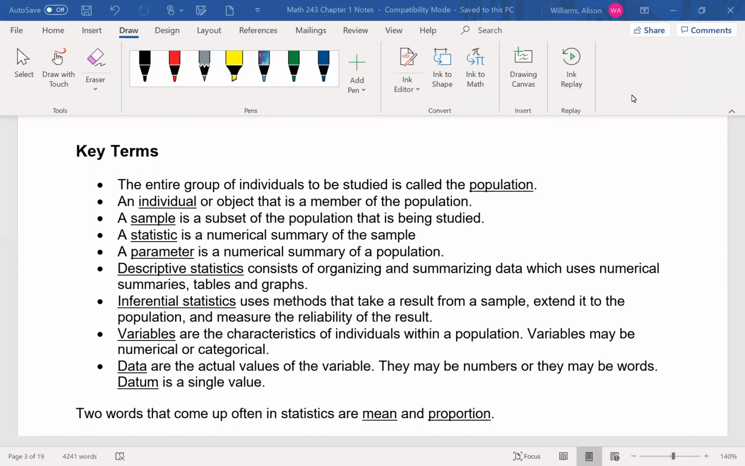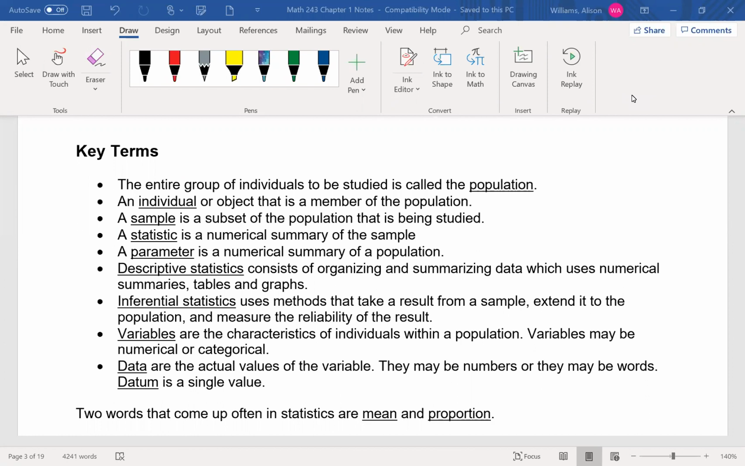In this video, we're going to talk about some key terms in statistics. I'm going to briefly go through these key terms and leave you to work on memorizing them. But the most important term to know is that the group we're studying is our population.